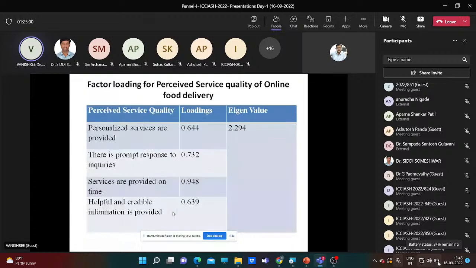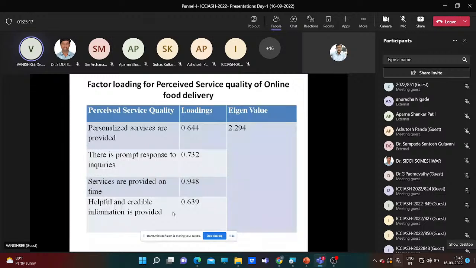The next factor which has been taken is perceived service quality. Under this, the sub factors are: personalized services are provided, there is prompt response to inquiries, services are provided on time, and helpful and credible information is provided.